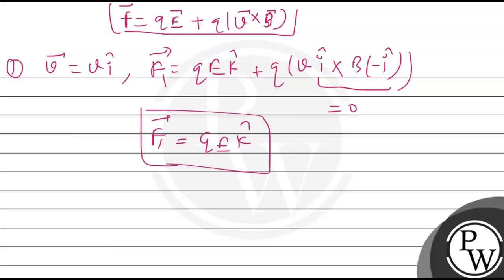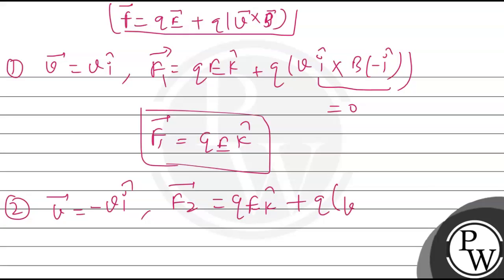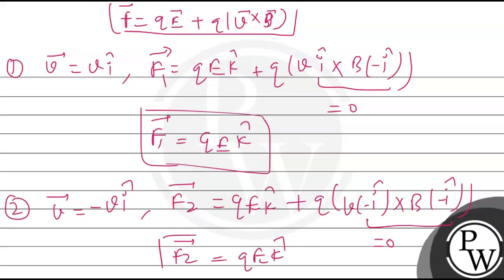This is F1. Now for case 2, where the velocity is minus V i cap, the force F2 is equal to qE k cap plus q times V minus i cap cross B minus i cap. Again, minus i cap and minus i cap are parallel, so the angle between them is 0 and the cross product is 0. So F2 is equal to qE in the k cap direction. This is the value of F2.